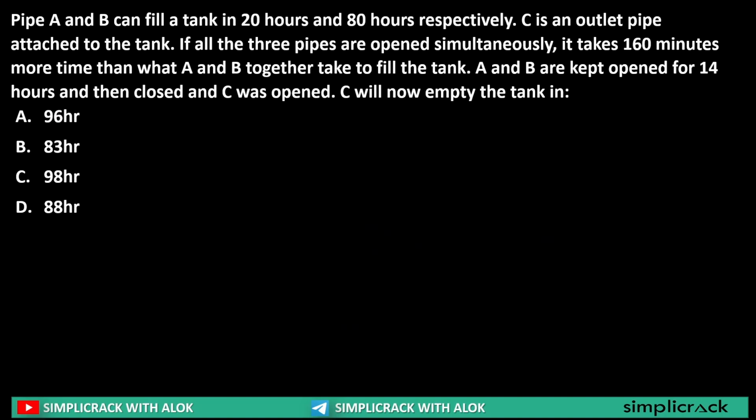Pipes A and B can fill the tank in 20 hours and 80 hours. A, B, 20 hours, 80 hours. So total work 80, efficiencies 4 and 1. Clear? Yes, the efficiency is 4 and 1. C is an outlet attached to the tank. If all three pipes are opened simultaneously, it takes 160 minutes more time than A and B together to fill the tank. See, 80 was the work, efficiency was 5, so the total time taken was 16 hours.